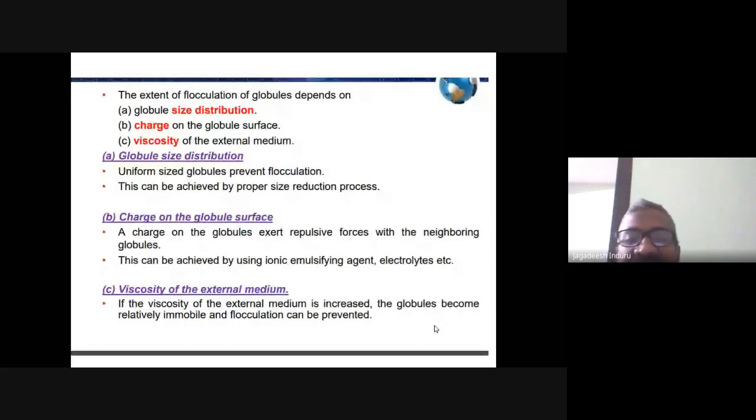I don't want to go a little bit deeper, because we have already seen it, and it is repetition now. Viscosity of the external medium, obviously, you know, will prevent settling according to Stokes law. The rate of settling is inversely proportional to the viscosity of the external medium. So once the external medium viscosity is increased, the globules will fall very slowly.